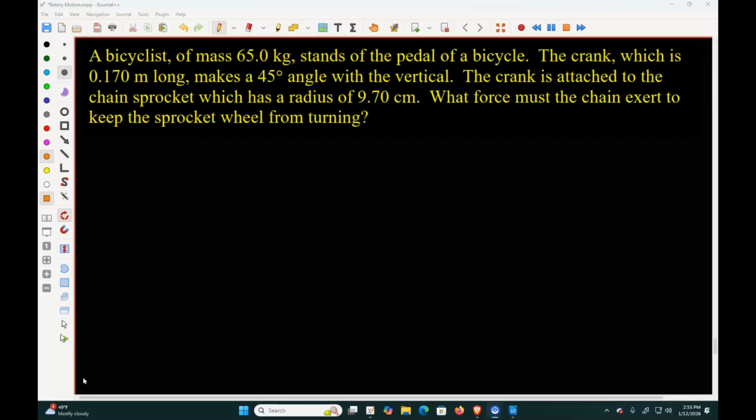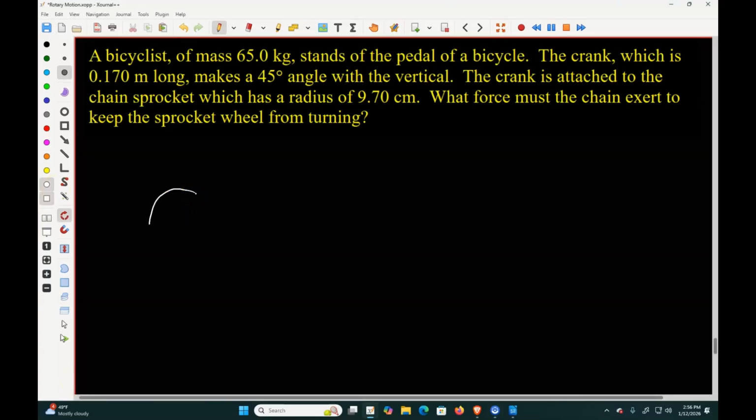A bicyclist of mass 65 kilograms stands on the pedal of a bicycle. The crank, which is 0.17 meters long, makes an angle of 45 degrees with the vertical. The crank is attached to the chain sprocket, which has a radius of 9.70 centimeters. What force must the chain exert to keep the sprocket wheel from turning?